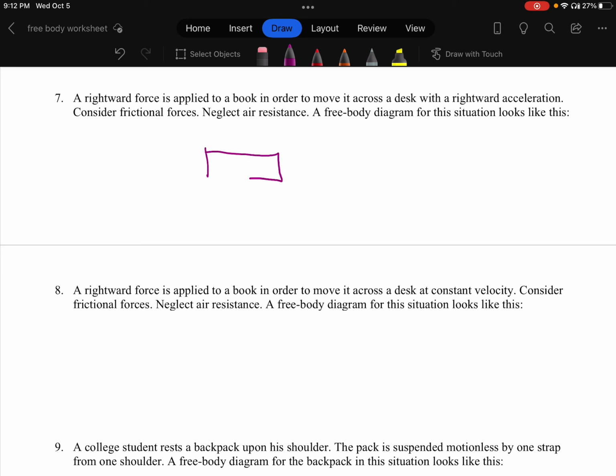Next we have a book that has a rightward force being applied to move it across the desk with rightward acceleration. Consider friction forces. If the book is on a desk, that presumes that it is on Earth, so it's going to have a force of gravity. It does not say it is accelerating downwards, so we can assume that there is a normal force balancing out the force of gravity. So up and down, there is no net force, they balance out. The book is being pushed to the right, so that is the applied force or the push force. And it says that there is friction, but if the book is accelerating, that means the friction's probably going to be small. So it kind of looks like that. So overall, there'd be a net force from the push over here.